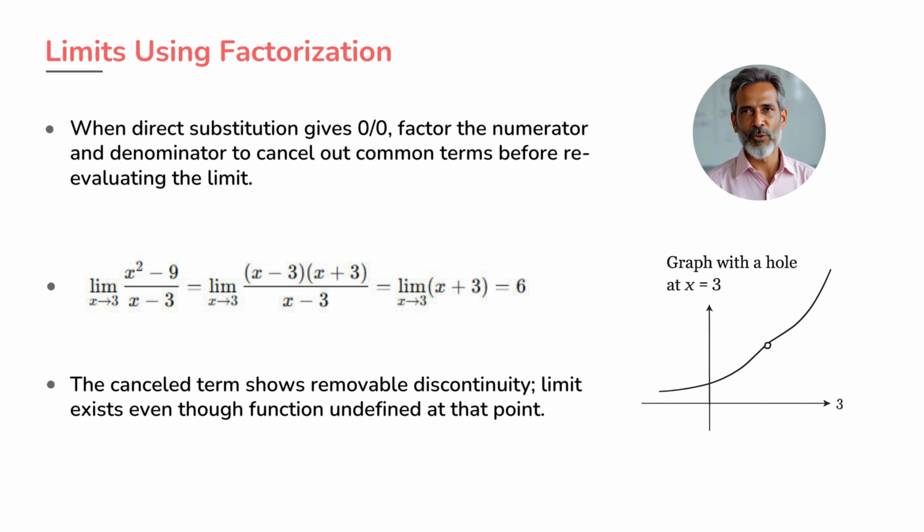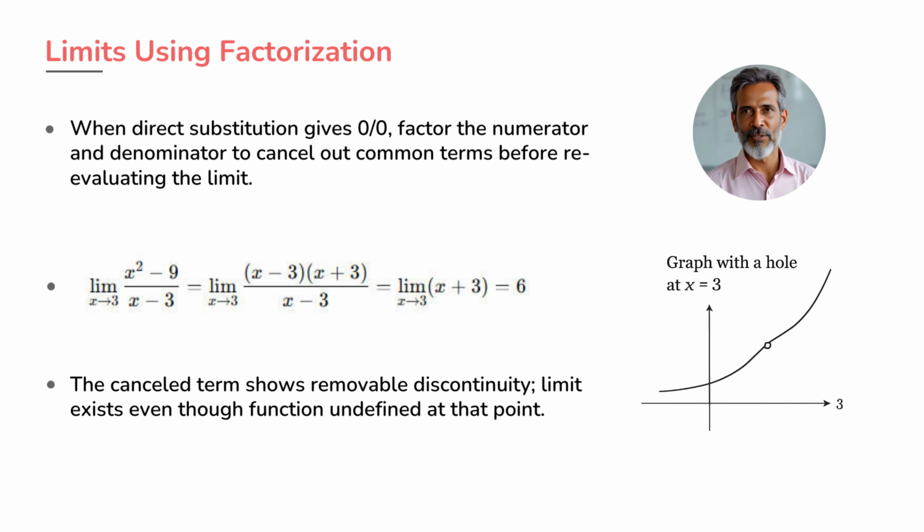We recognize x squared minus 9 as a difference of squares, x minus 3 times x plus 3. This changes our expression to the limit as x approaches 3 of x minus 3 times x plus 3 divided by x minus 3.